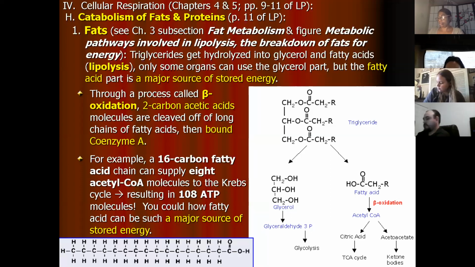Wow, I just did 1 fatty acid. There's 3 of them. And that's why triglycerides are a major primary source of stored energy. Okay? 108 with 8 acetyl groups. Well, that's got 3 of them. That's 324 ATPs for 1 triglyceride. Everybody got it?